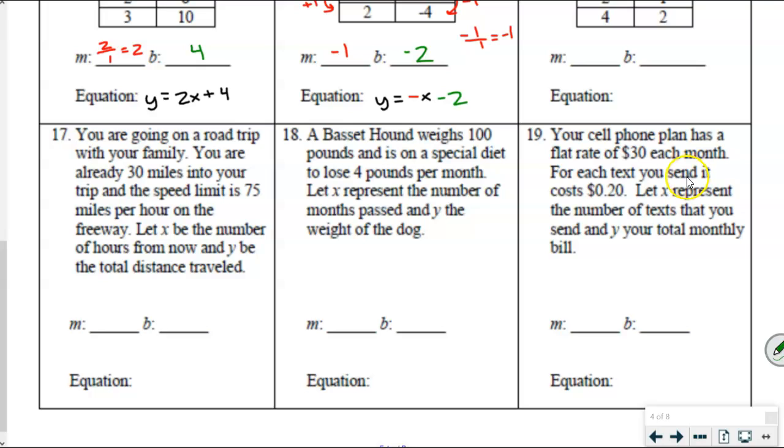You're going on a road trip with your family. You are already 30 miles into your trip, and the speed limit is 75 miles per hour on the freeway. Let x be the number of hours from now, and y be the total distance traveled. What would be the slope, and what would be the y-intercept? Let's use that to make our equation. Talk with your groups first. Let's come back together in about 15 seconds. What do you think?